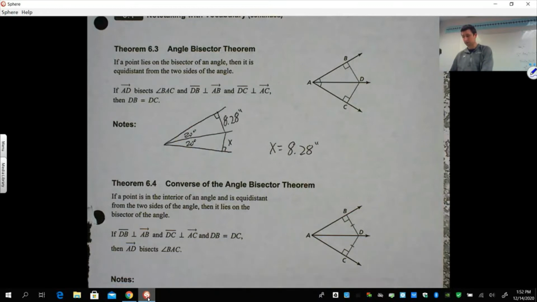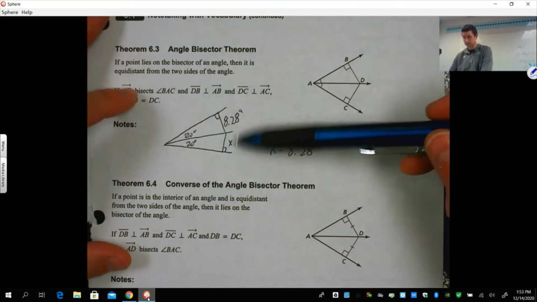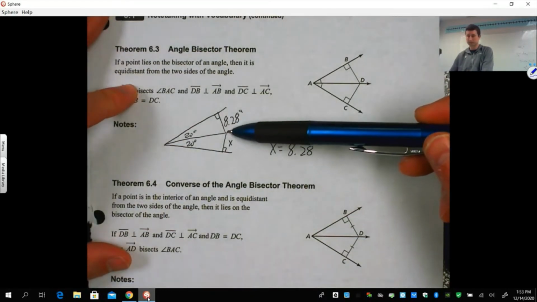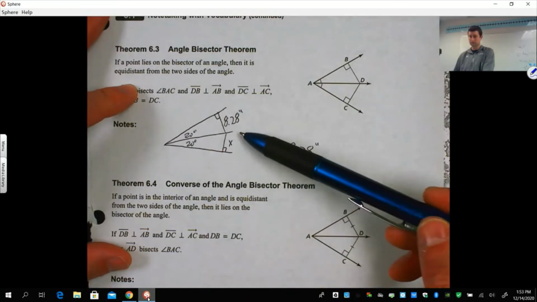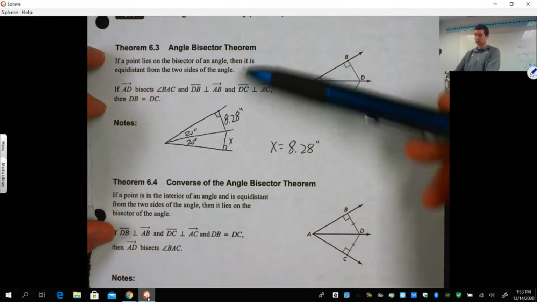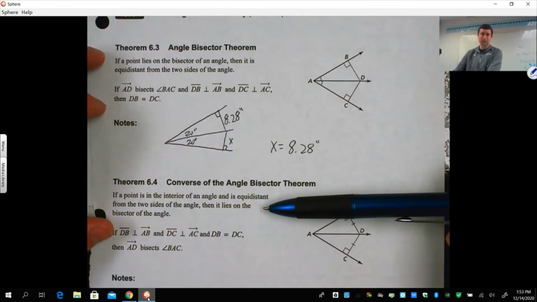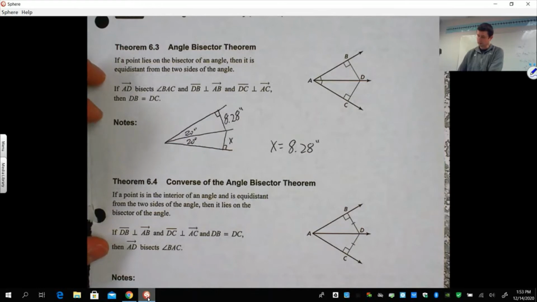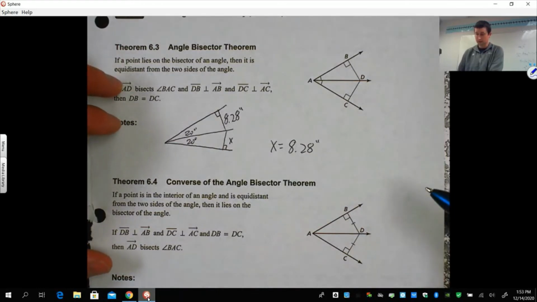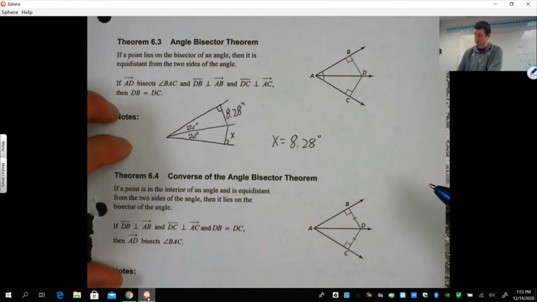So the converse, of course, is going to take the conclusion. You'll have a point that is equidistant from both sides, and that means it lies on the angle bisector. Since the theorem and its converse are both true, you could write it as a biconditional statement using if and only if. A point lies on the bisector of an angle if and only if it is equidistant from the two sides of an angle.